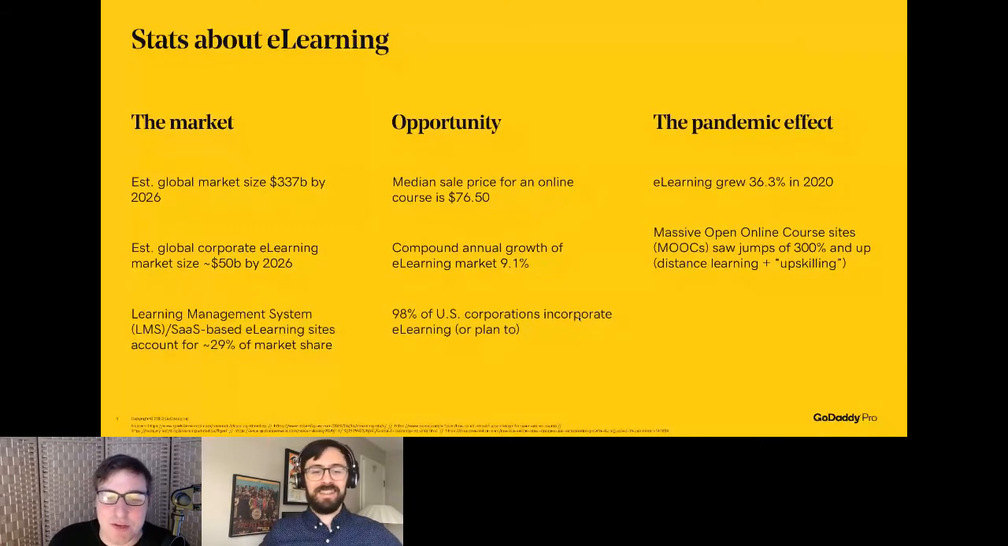There's a compound annual growth in the e-learning market of 9.1%. So that is great. Again, just a growing market. And 98% of U.S. corporations incorporate e-learning or plan to. So, Nik, do you have any thoughts about that market or that opportunity, things that jump out to you that you want to comment on before we keep going on this?